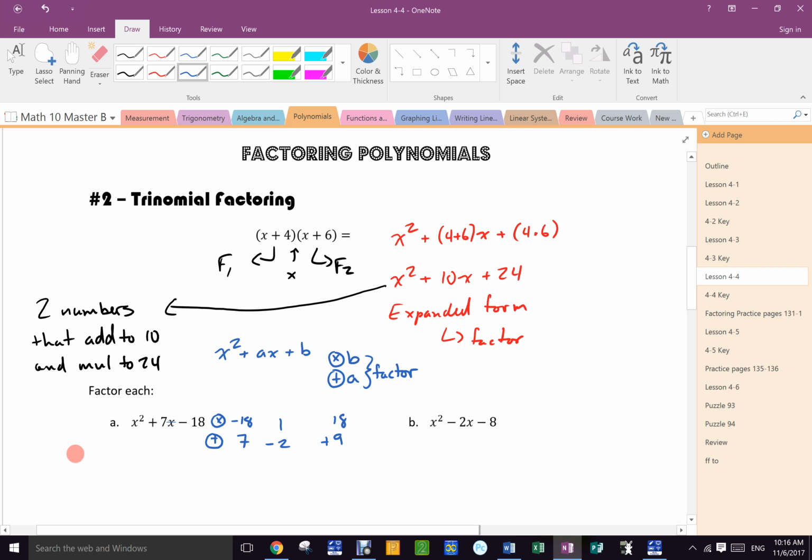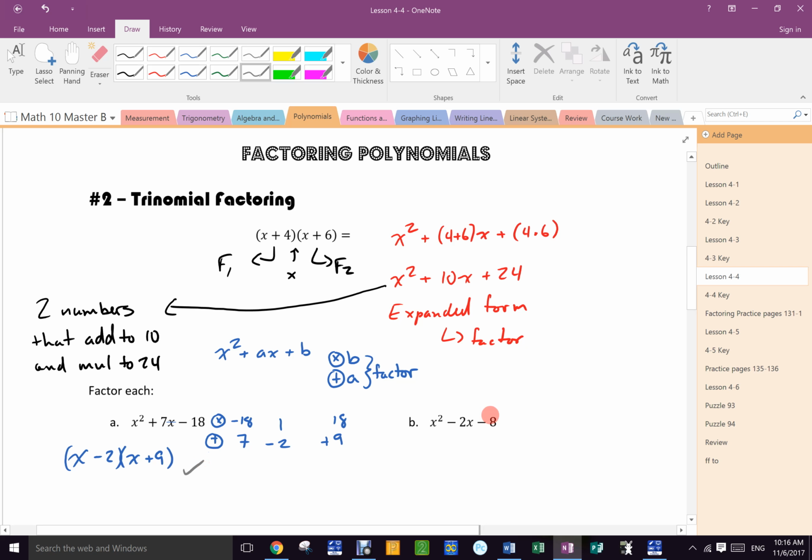So I just write it out. X, I need a negative 2. And X, I need a positive 9. And then we always check. Is negative 2 plus 9 7? Is negative 2 times 9 negative 18? So are we right? Yes. Does everyone see how it works? Okay, you got to multiply to the last term, add to the middle term.